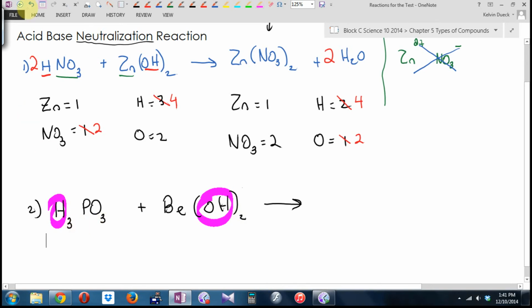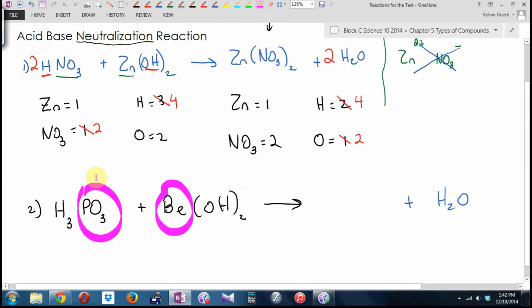But one of the products, I guarantee, for an acid-base reaction is always water, but leave a space in front of it because I might need to put a number there. What's the other product going to be? This metal and that nonmetal, ionically. But I have to crisscross.